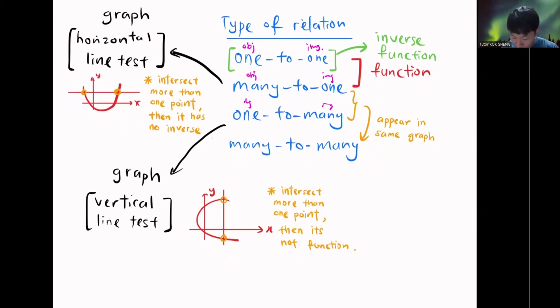Next, this one also can be tested. How do you know it's one to many? Another line, the vertical line test. You draw a vertical line into the graph, and if it intersects more than 1 point again, then it is one to many. So if it is one to many, then it has no inverse. Sorry, it is not a function.